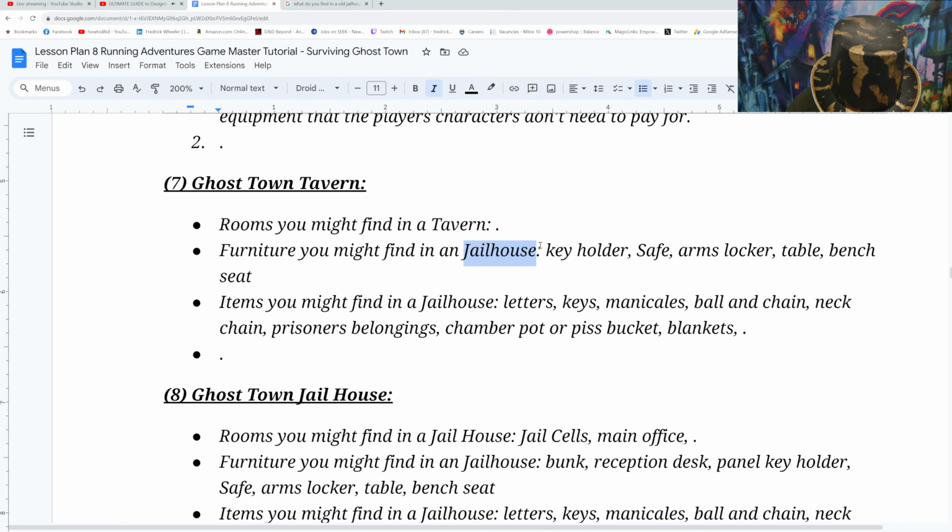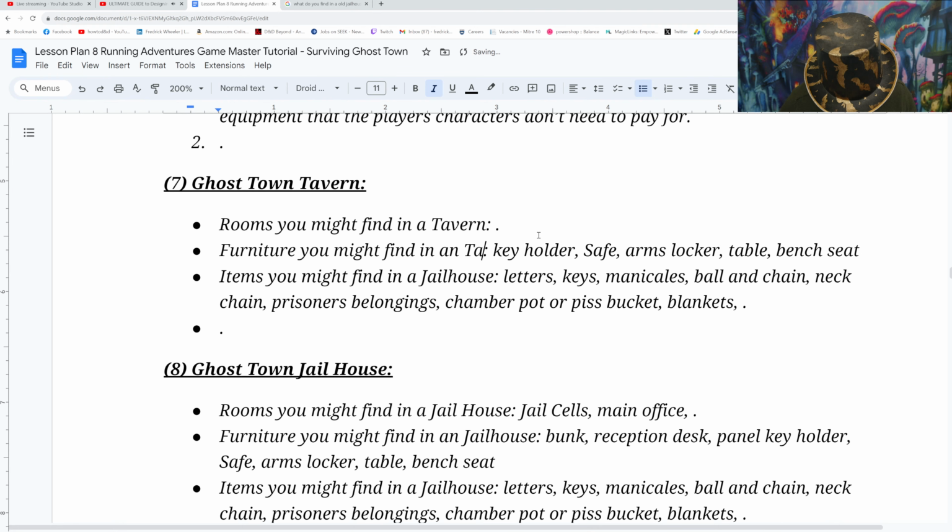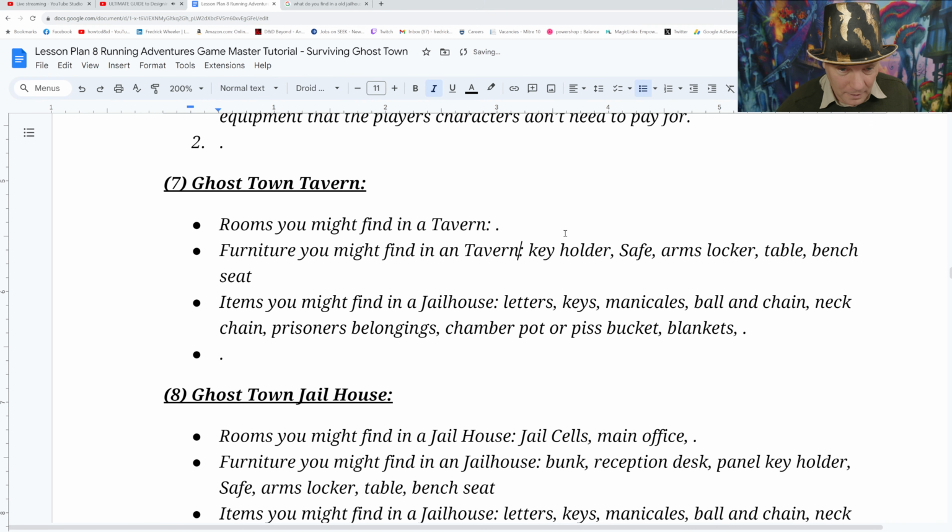What do you find in a tavern? In an old tavern. 1800s, people. That's the sort of thing I think we're after. Okay. In a tavern, you might have a safe, an arms locker, don't know about that. Tables and benches, tables and chairs.